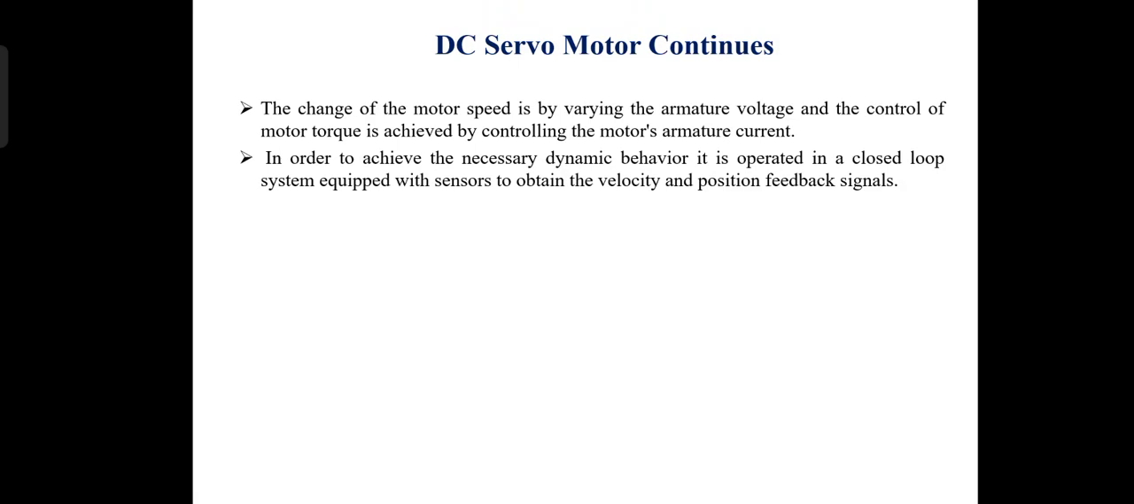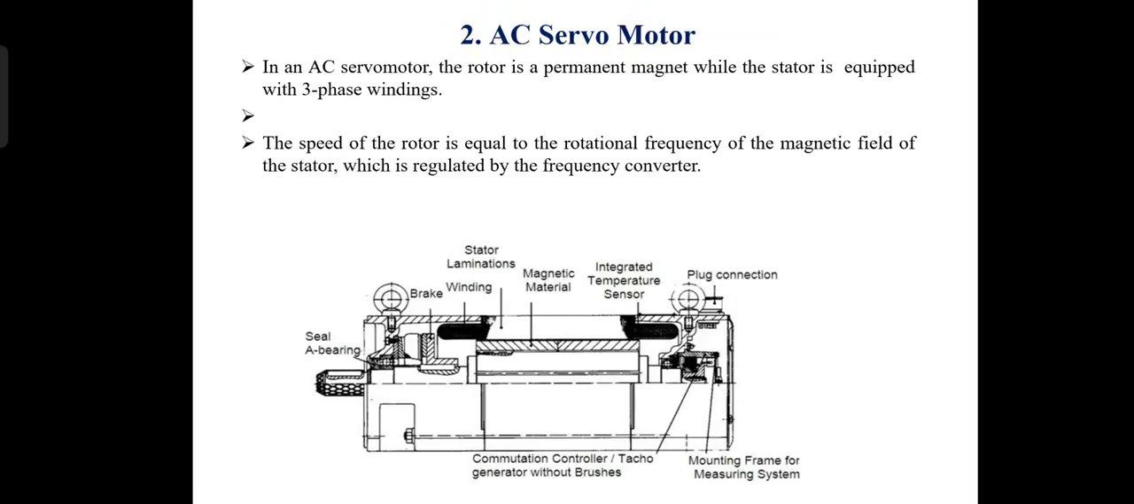The DC servo motor changes the motor speed by varying the armature voltage, and motor torque control is achieved by controlling the motor armature current. In order to achieve the necessary dynamic behavior, it is operated in a closed loop system. We already discussed open loop and closed loop control systems in part 1. It obtains the velocity and position feedback signals.